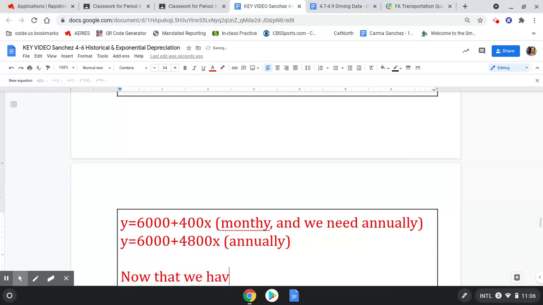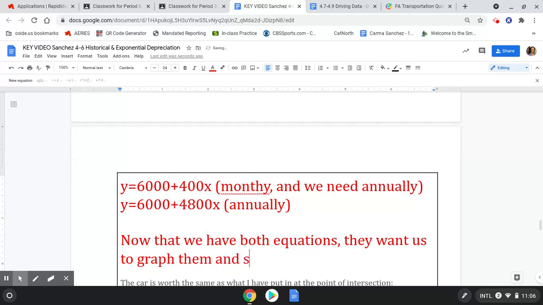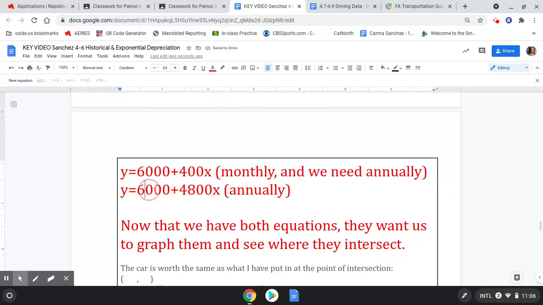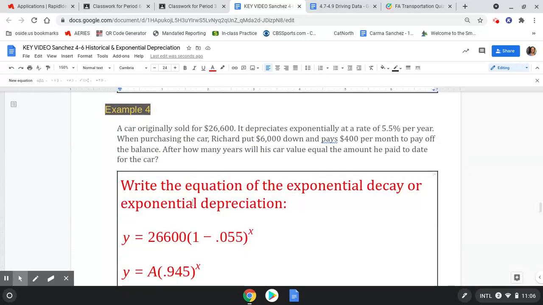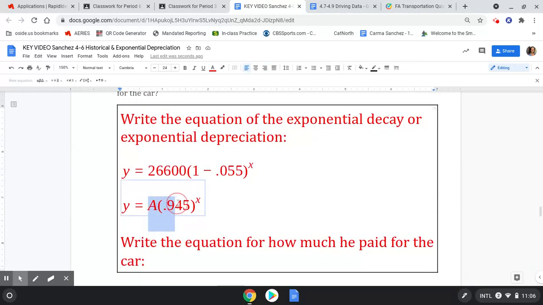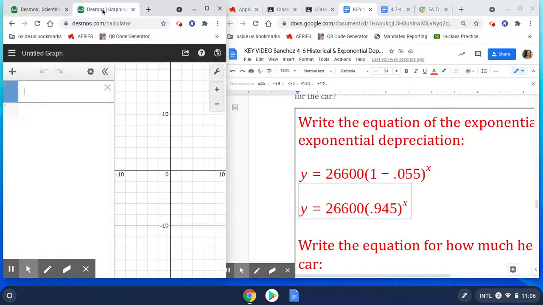So now that we have both equations, they want us to graph them and see where they intersect. And that's where the car value is going to equal how much he's actually paid. All right, so we're going to put 6,000 plus 4,800x, and 26,600 times 0.945 to the power of x. Let's go put those into Desmos and see how this looks.